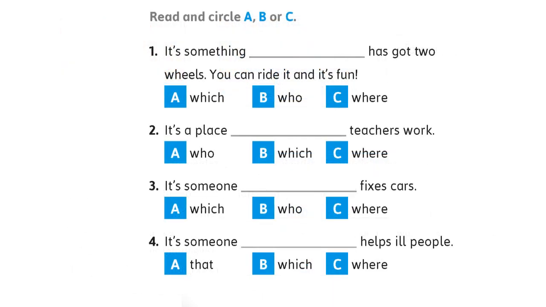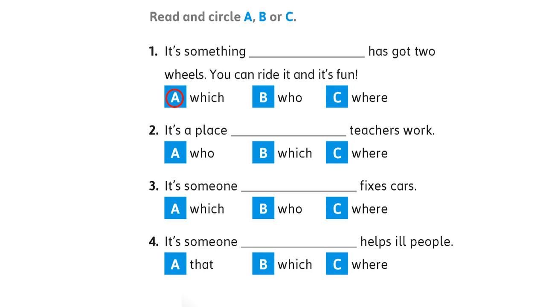Last activity in this video about relative pronouns. It's very important. Who, which, that, and where. Number 1, it's something has got two wheels. You can ride it and it's fun. We are talking about the bike, so it's something which has got two wheels.